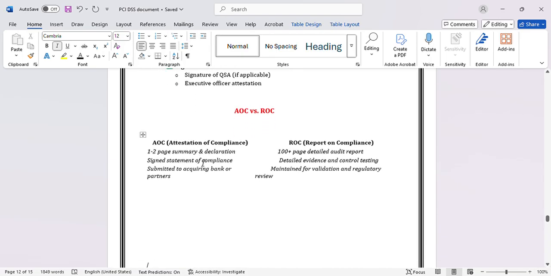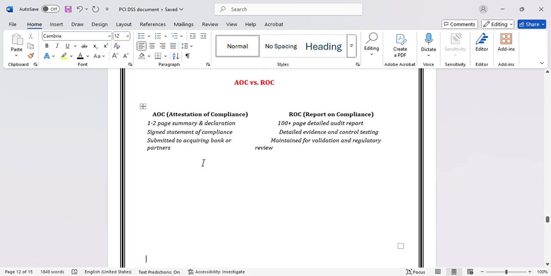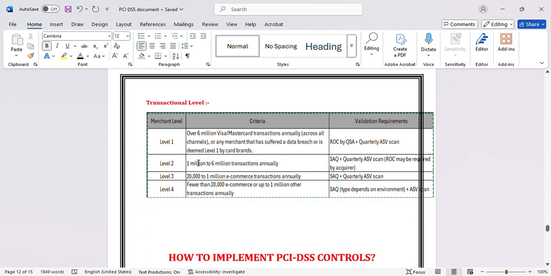AOC and ROC look very confusing, so let's discuss the difference between them. AOC is an attestation of compliance, a 1 or 2 page summary and a signed declaration statement of compliance submitted to the acquiring bank or partners. While ROC is a more than 100 page detailed audit report, with detailed evidence and control testing maintained for validation and regulatory reviews.